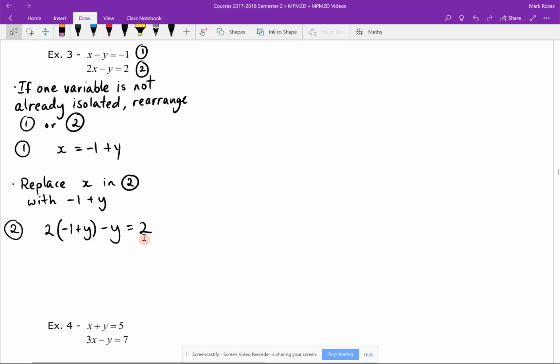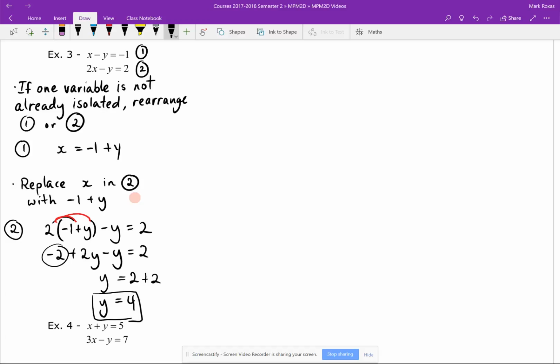X is not here anymore. So follow your solving steps. So you have to kind of, don't forget you have to distribute here. So 2 times -1 is -2. 2 times y is plus 2y. Minus y equals 2. If I collect like terms, 2y minus y is just y. And if I add 2 to both sides, I can cancel this 2 on this one. And then I have 2 plus 2. And so y equals 4. So there's my y.